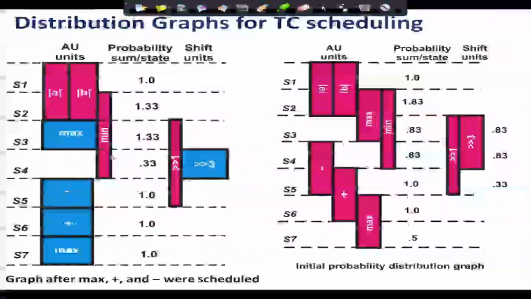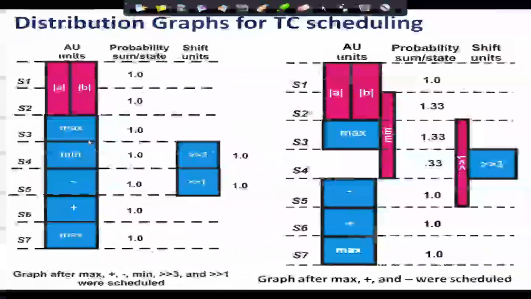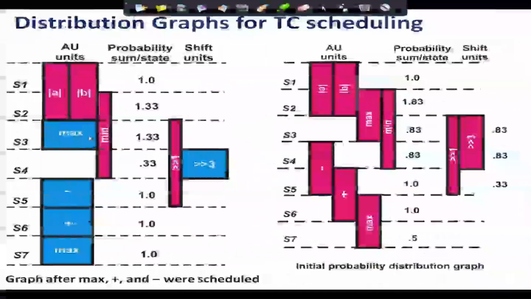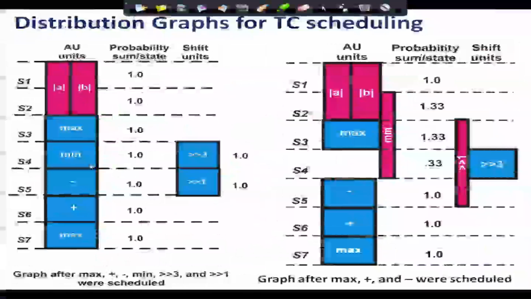Once this is scheduled at this step, now next I schedule max here, mean is yet to be scheduled, and A and B are still left. And so, next I move. Now, here max was scheduled in S3. So, S4 I can schedule in min. So, that everything becomes, you see, 1.